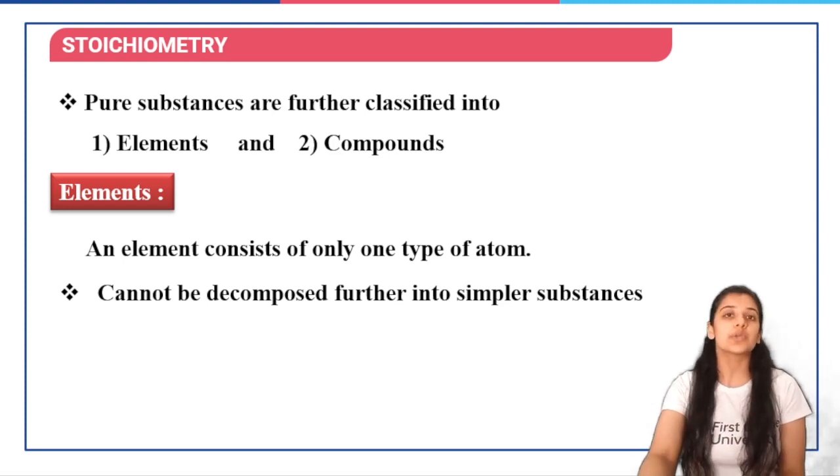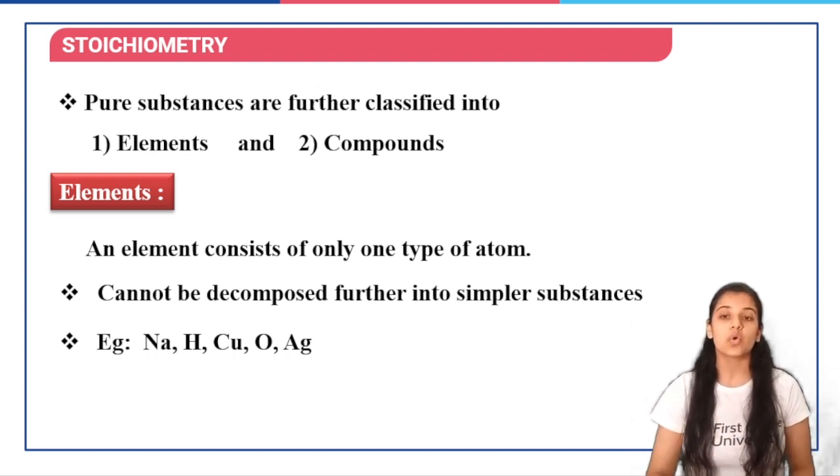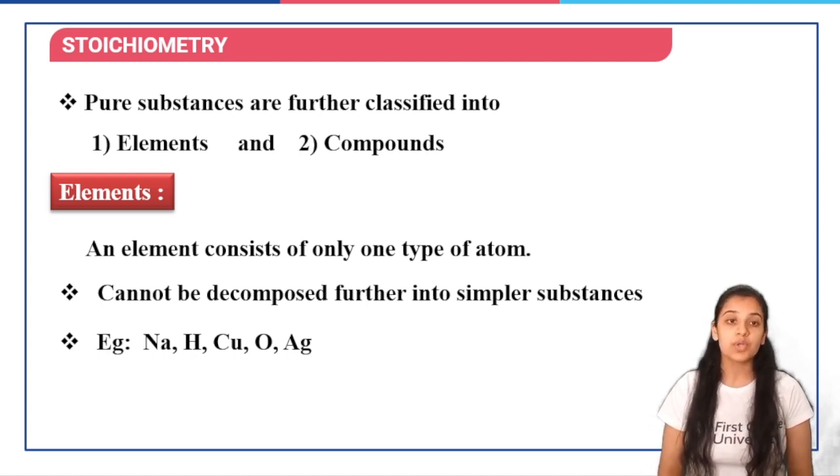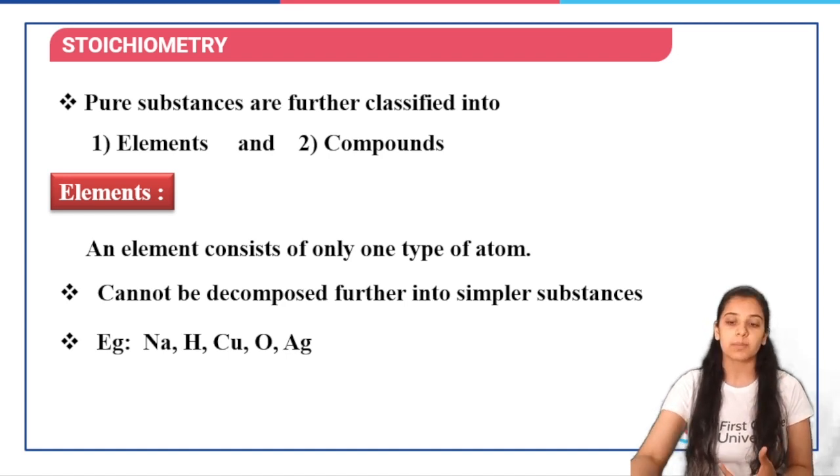How much further are you going to simplify it? It's not possible. Secondly, sodium, hydrogen, copper, oxygen, silver, all these are examples of elements. These are all elements in the periodic table. This is something that we know. So they cannot be further broken into simpler substances. That is also something we know. So from these examples of elements, we can easily understand the characteristics or properties of elements.